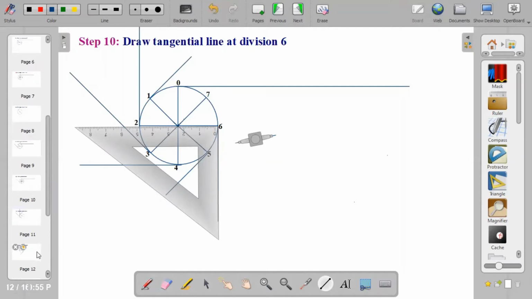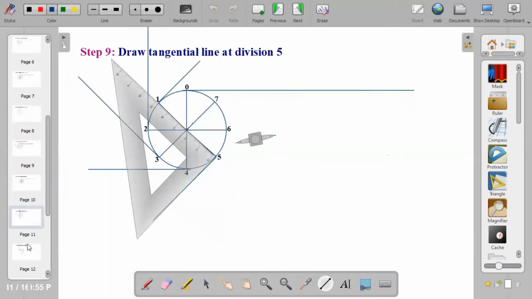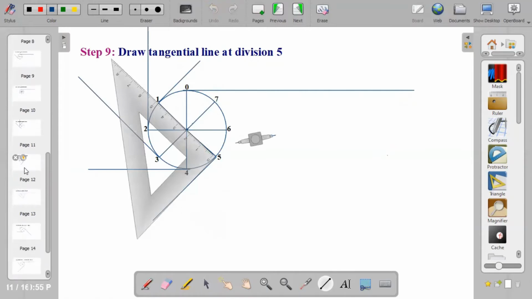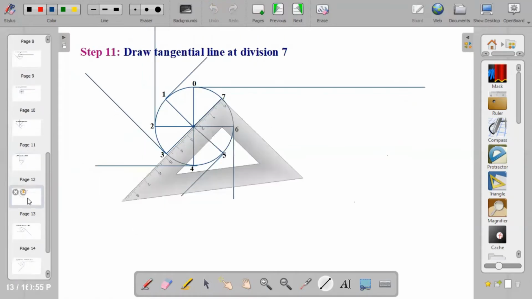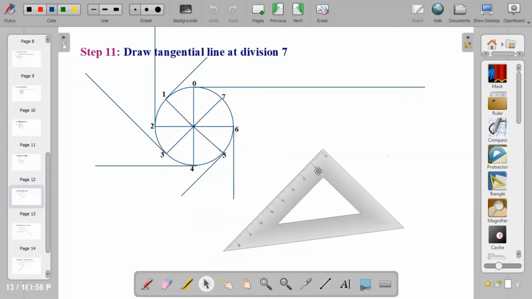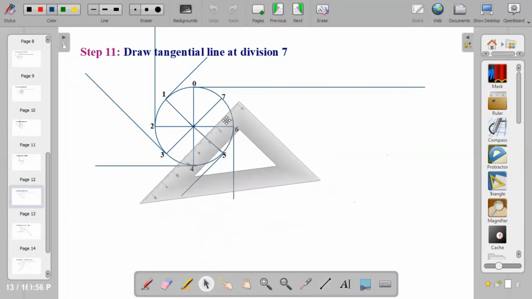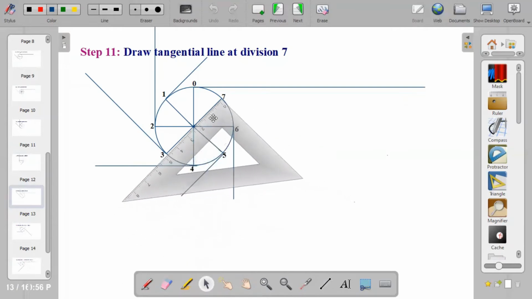Okay, the next one is division 7. We are done with 6. When you get to division 7, you position it this way. You bring your set square, let it touch the division, and at the same time make 90 degrees.